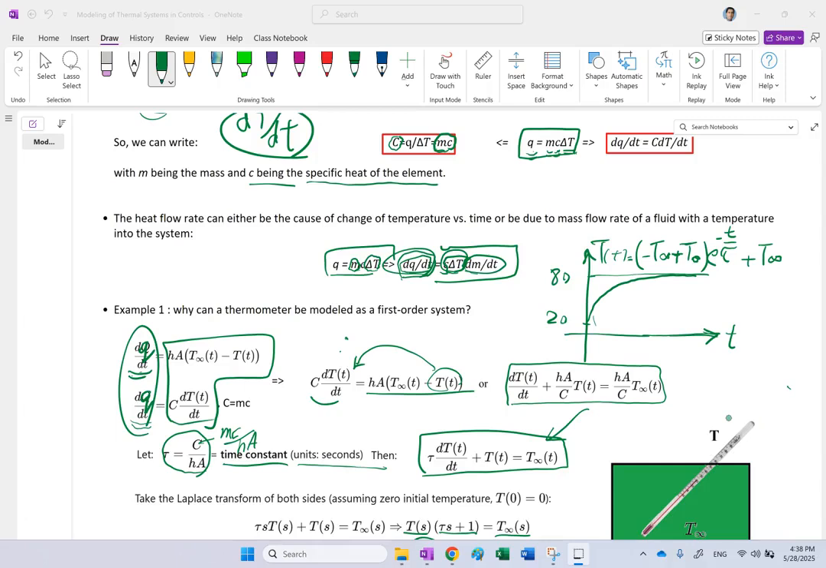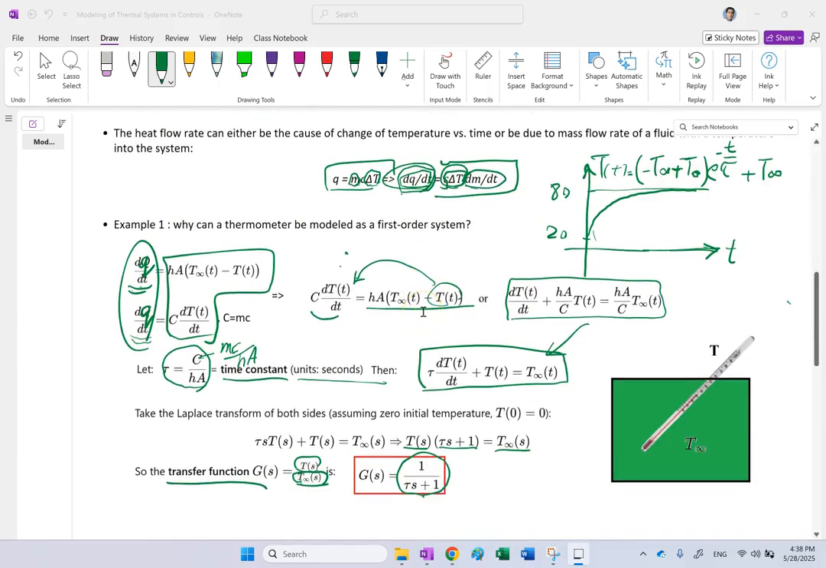Okay, so this is for a thermometer, and the time constant of it, as you can see, depends on M, C, H, and A. So it depends on the mass in it, the specific heat in it, the convection coefficient with the environment, and the cross section for the convection. Okay, so that is the time constant of a thermometer.